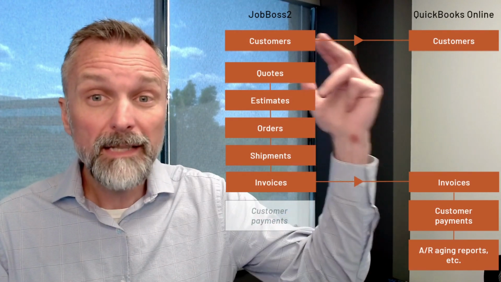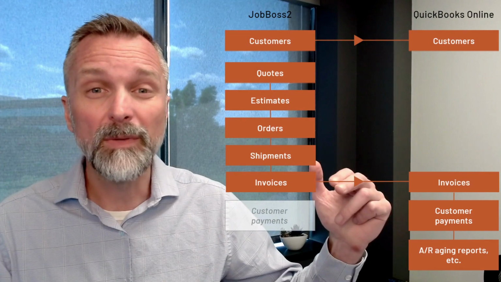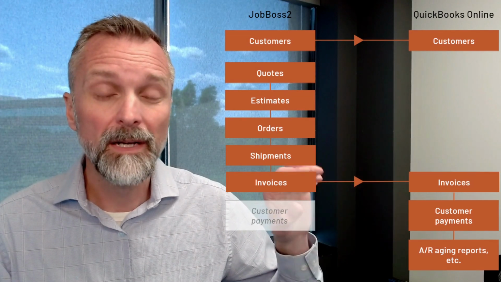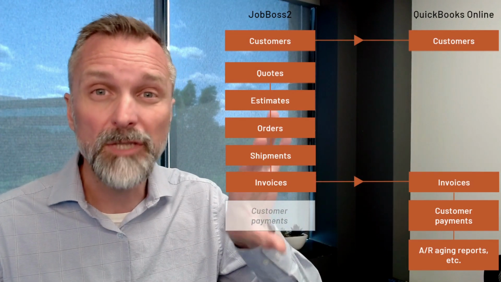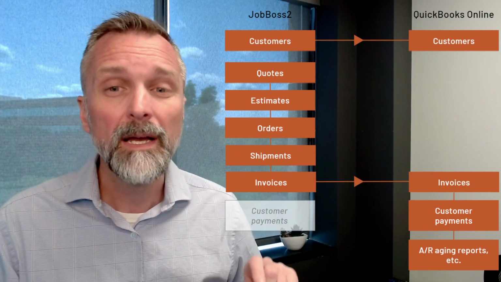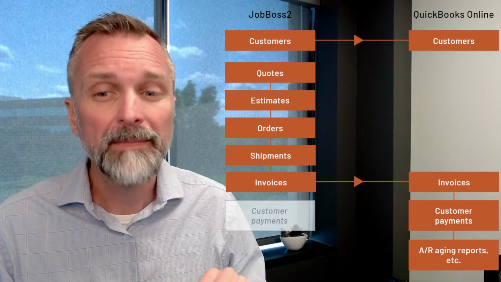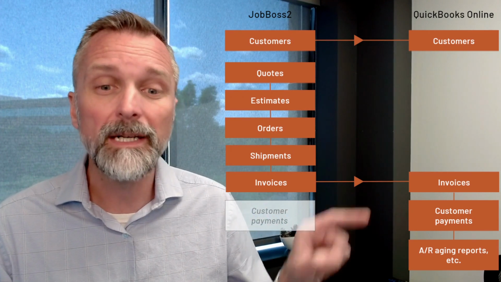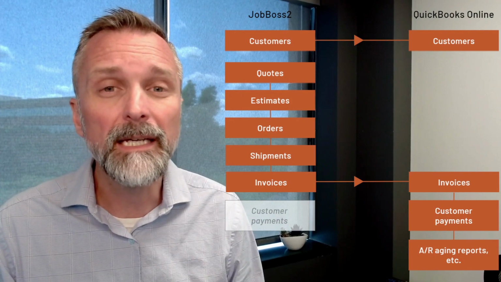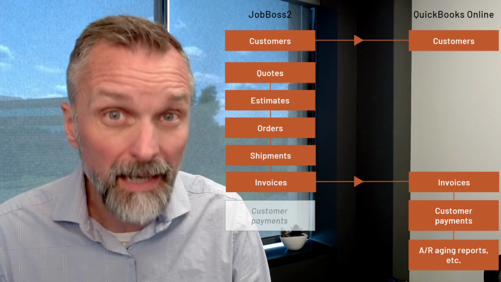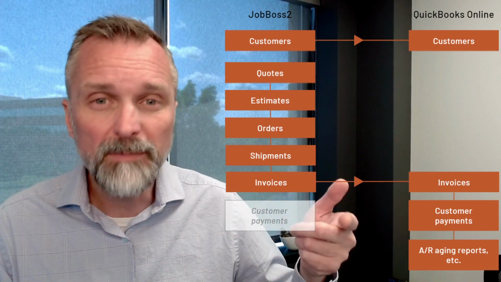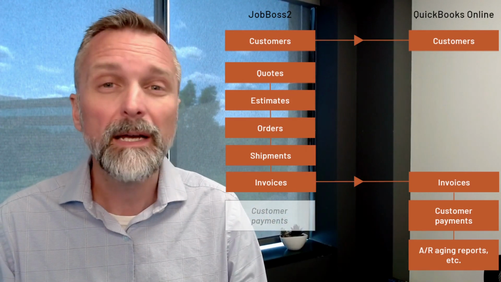Most of the process is the same as it has been in the past when these two systems are working together. We can see that information is moving from JobBoss to QBO, but this last item here is grayed out: the customer payments. That's not done in JobBoss anymore, and instead it's being handled in QBO. And you do the receivables management and the reporting out of QBO instead of in JobBoss.